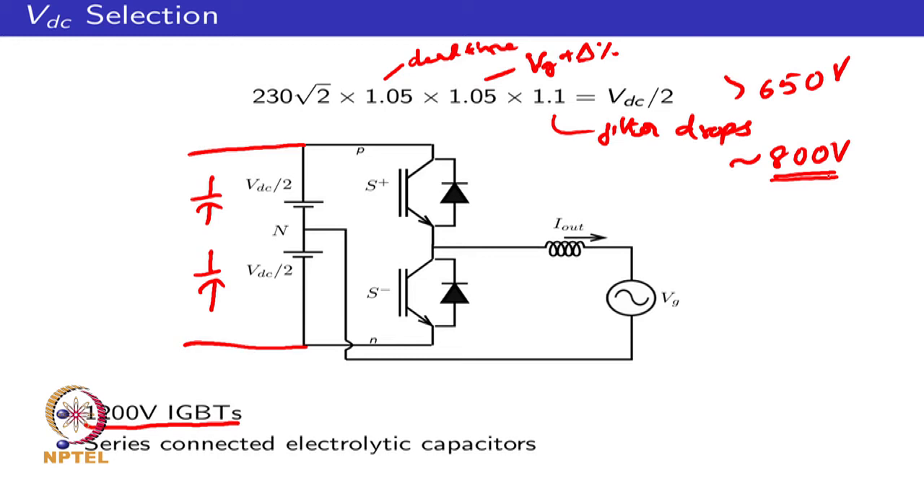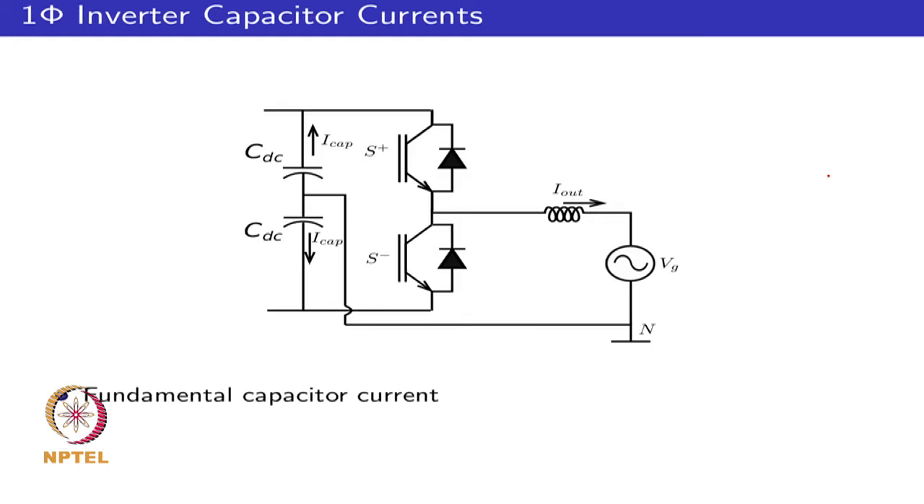So now that we have a feel for the preliminary voltage rating required by some of the components, we can take a look at some of the currents flowing through this circuit, especially on the DC bus. We'll look at the capacitor currents closely. In a circuit such as this, different frequency components of currents can flow through the circuit. The first component we'll look at is the fundamental component of the capacitor current.